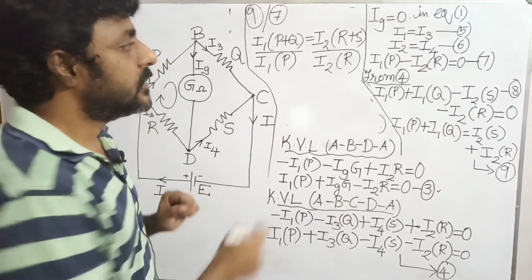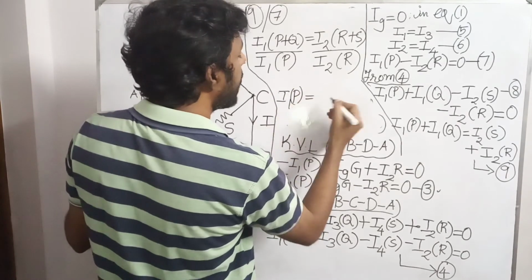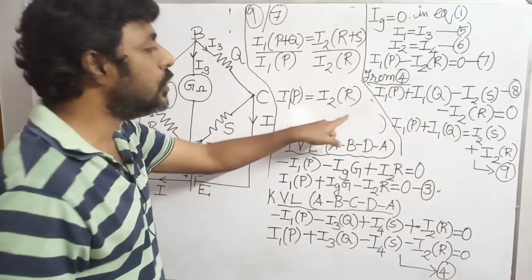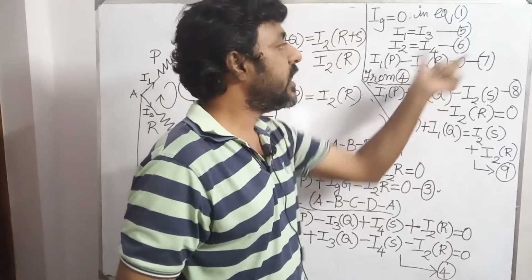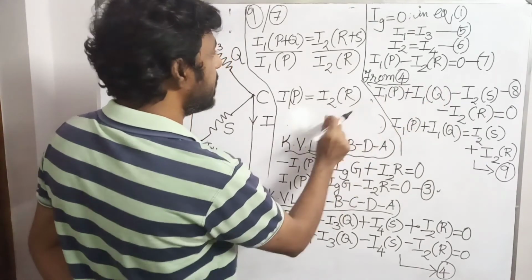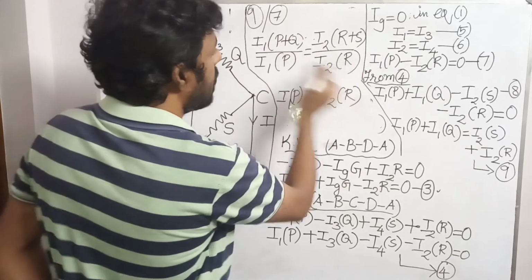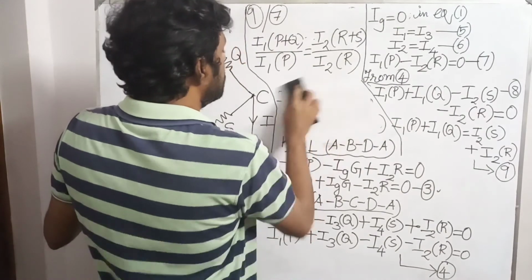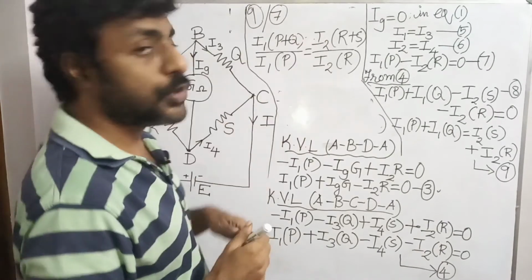You got it? See, this I1P in equation 7, I can also write it as I2 into R. I1P is equal to I2R because I am moving this negative quantity to the right hand side, so it will be positive. So I can also write equation 7 like this, and I am equating both equations 9 and 7. Okay, this way I am doing it. So this is how the equation comes into the picture.